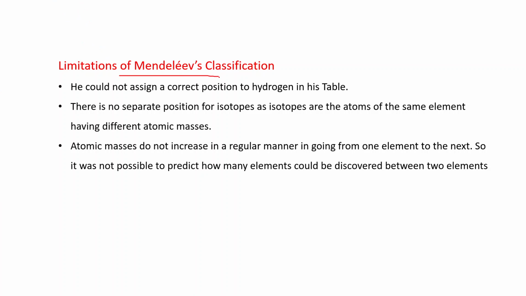Limitations of Mendeleev's classification. He could not assign a correct position to hydrogen in his table. Actually, hydrogen has similar properties to the alkali metals. At the same time, it also shows similarity with the halogens: fluorine, chlorine and bromine. Due to the similarity with both, what should be the exact position of hydrogen? It could not be predicted by Mendeleev.